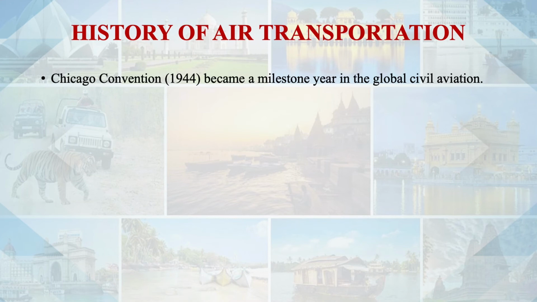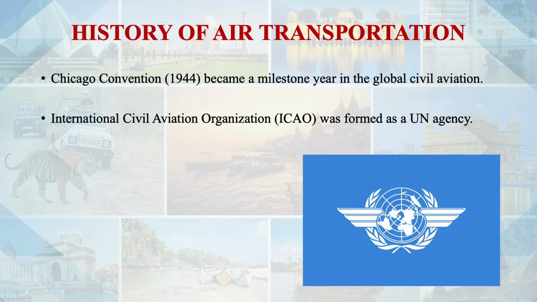The most important convention was the Chicago Convention. That happened in 1944, and it became a milestone in the history of global civil aviation. The International Civil Aviation Organization, the apex body of civil aviation in the world right now, is controlling all the standards and the conditions for flying.